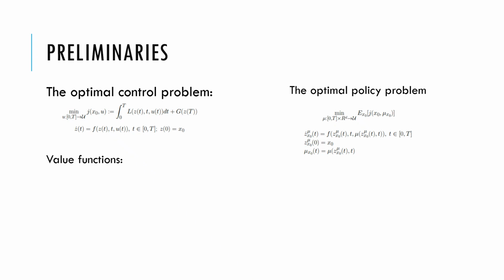In order to efficiently solve for multiple initial conditions, we consider the optimal policy problem, recalling that the policy dictates the action to be taken at a given state and time. The optimal policy problem aims at finding the policy which induces optimal controls when followed.